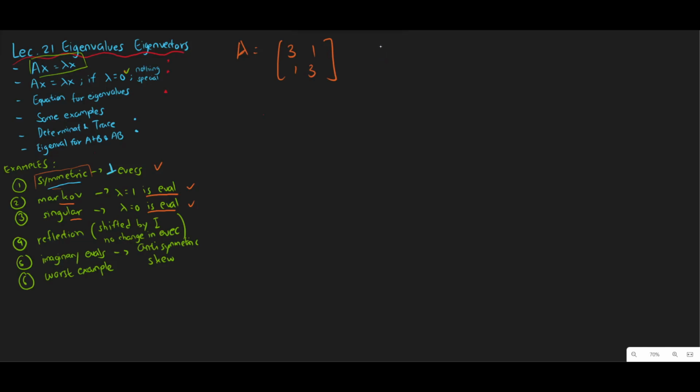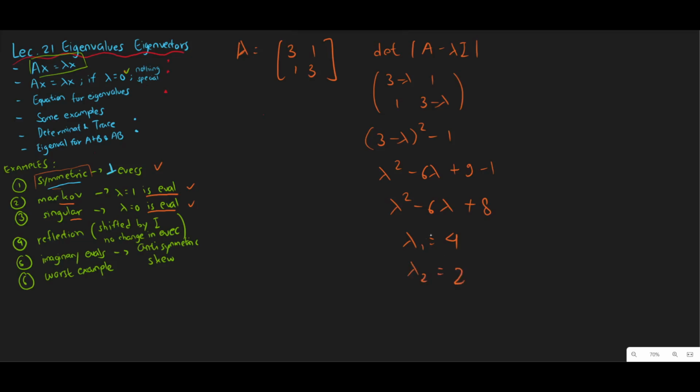We solve it by computing the determinant of A minus lambda times the identity. So this will bring us into this form, and then we get this. Then we get minus 6 lambda plus 9 minus 1. So you have this form, and then we can factor it out. We have lambda 1 of 1 and lambda 2 of 2, right? Let me bring that out here.